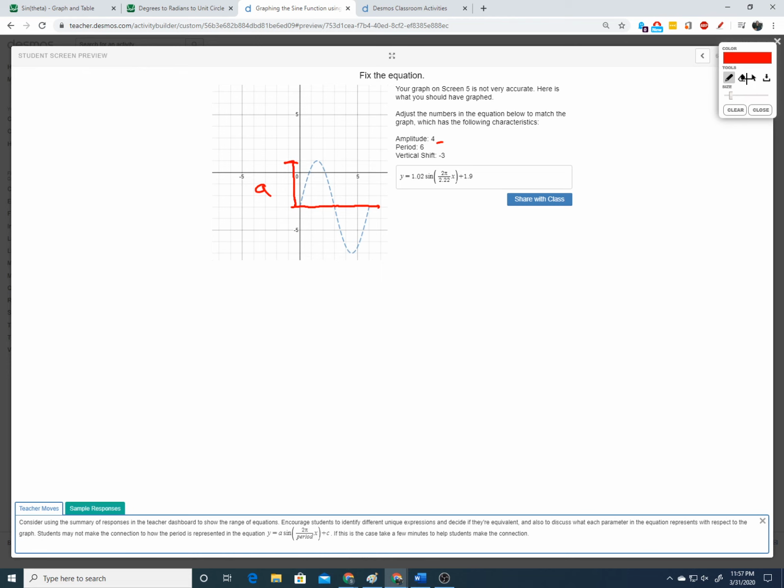My period is how long it takes me to repeat my motion. So I go up, I go all the way down to the minimum, and I come up. If I go any further than this point right here, I am going to start repeating my motion. So my period here, I can count out my boxes as 1, 2, 3, 4, 5, 6.